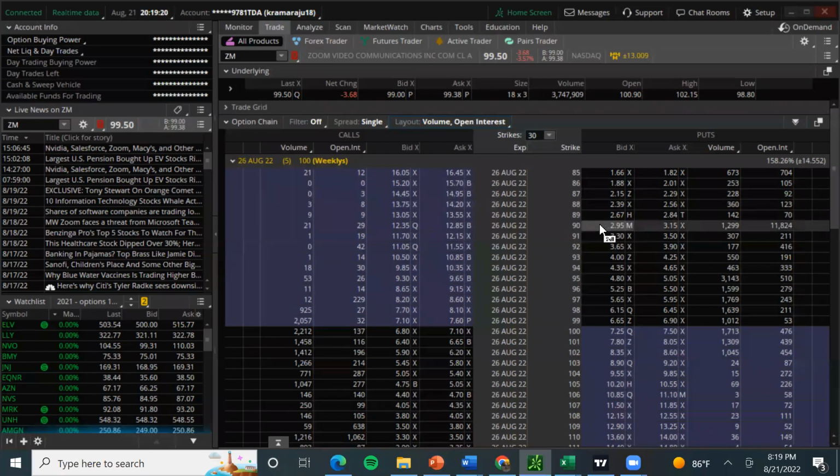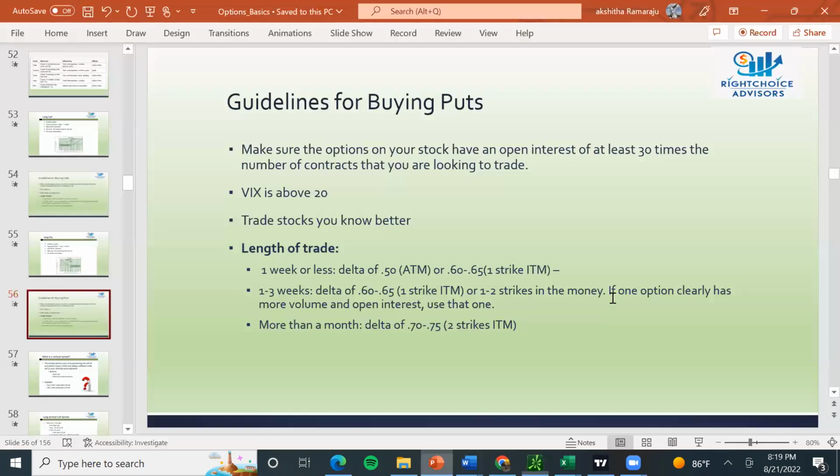That means this is okay, right? If I want to buy a put, rather than buying for 93 or 99, if I buy this one, there might be higher probability or higher liquidity, right? So that is the first thing which you need to remember. Whatever number of contracts you are buying, your open interest should be minimum 30 times of that.